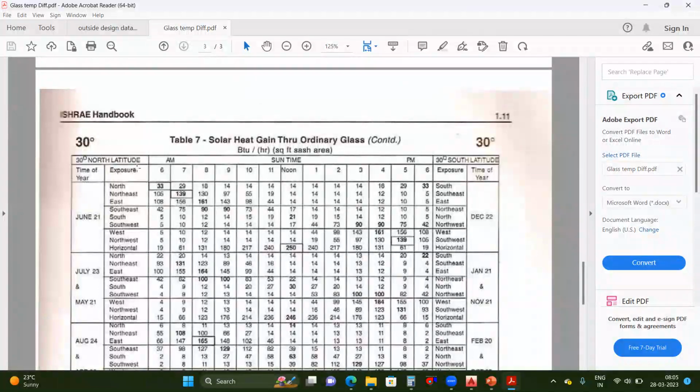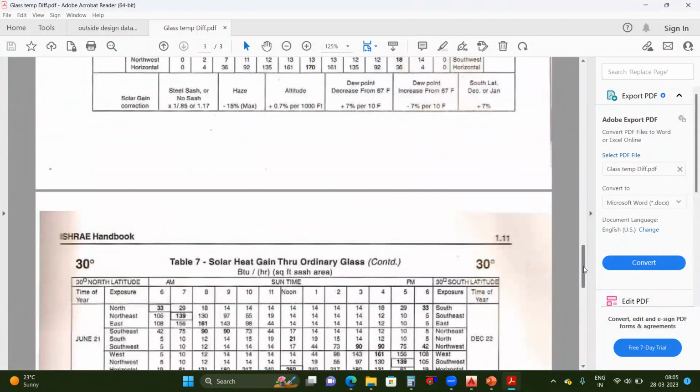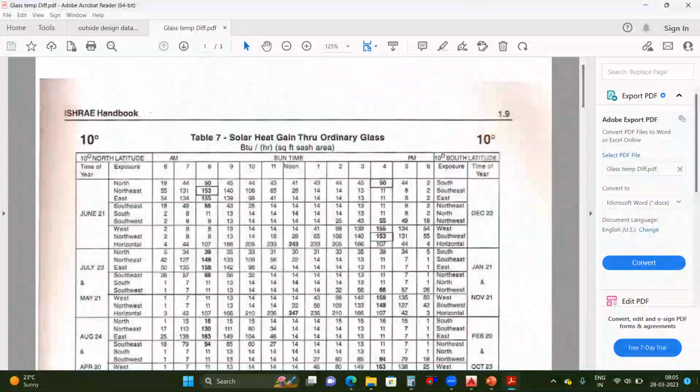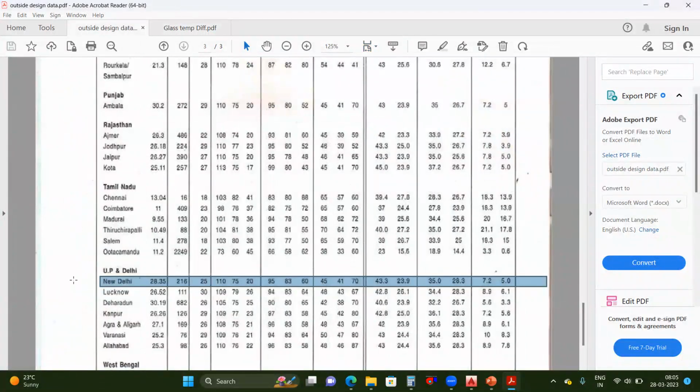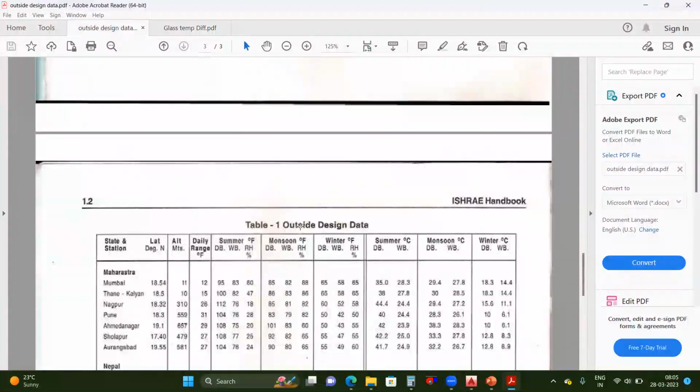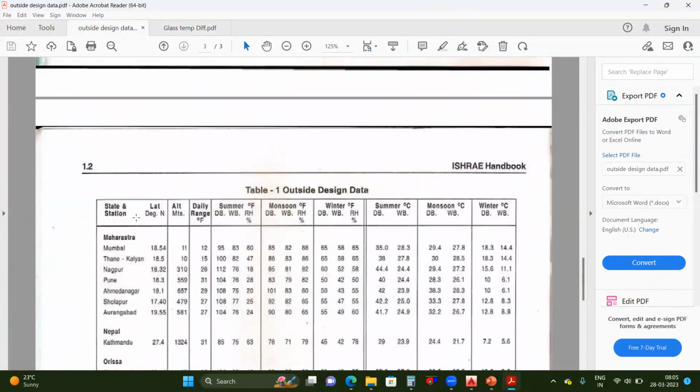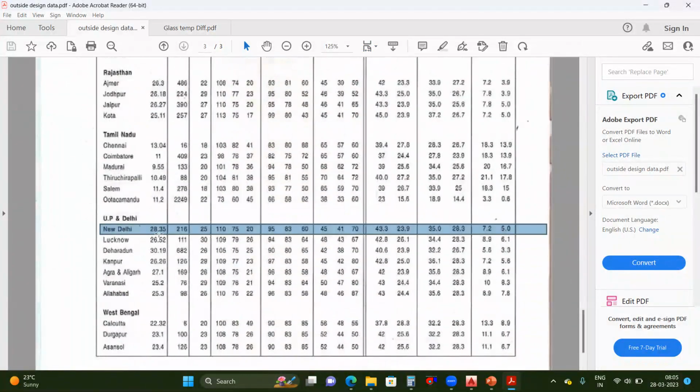That is in the latitude direction. Based on our project location, if it is Delhi, one latitude will be there. If it is Hyderabad or other countries, Dubai or somewhere, it will change based on the location of the project. So what is our project location? That is New Delhi. If you go to the outside design data chart, we have the state and station, and next the latitude. We are designing for New Delhi. So what is the latitude here? 28.35.